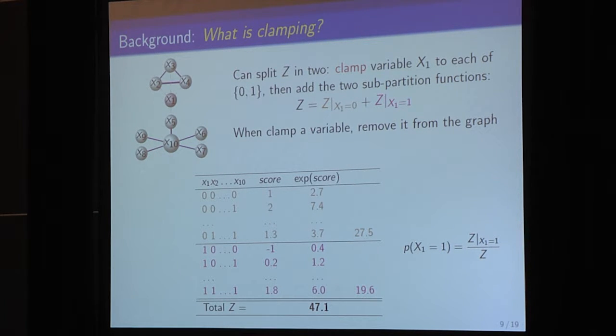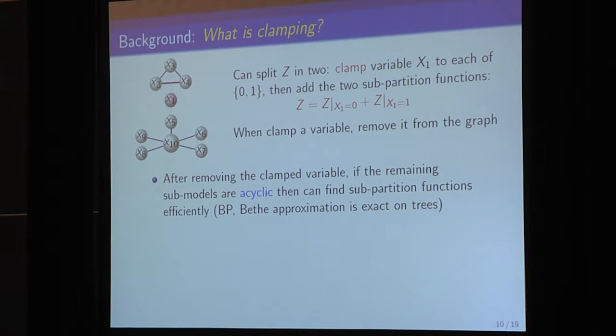Or we can think about splitting Z into two parts. We can clamp a variable, as shown here, variable x1, to each of its possible values, and then add together the two subpartition functions corresponding to each of those values. Here you see in the table, the gold configurations are all the ones where x1 equals 0, and the pink ones are the ones where x1 equals 1. Clearly, when we add those two together, we'll get the same original total. And when we're looking at those subpartition functions, after we've clamped a variable, because it's held to a fixed number, it doesn't influence the computation, and we can remove it from the graph.